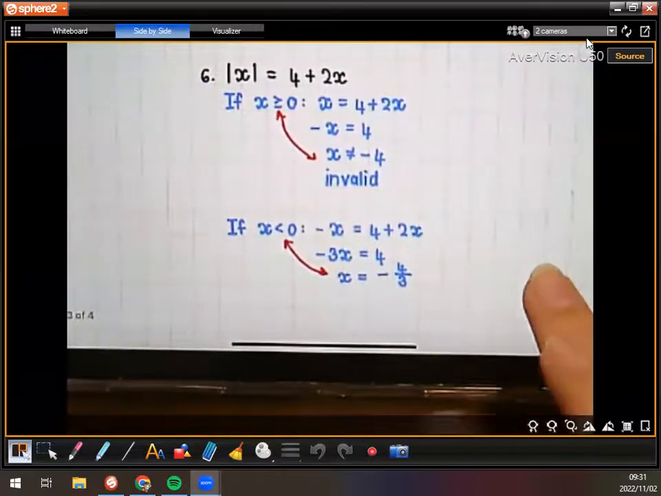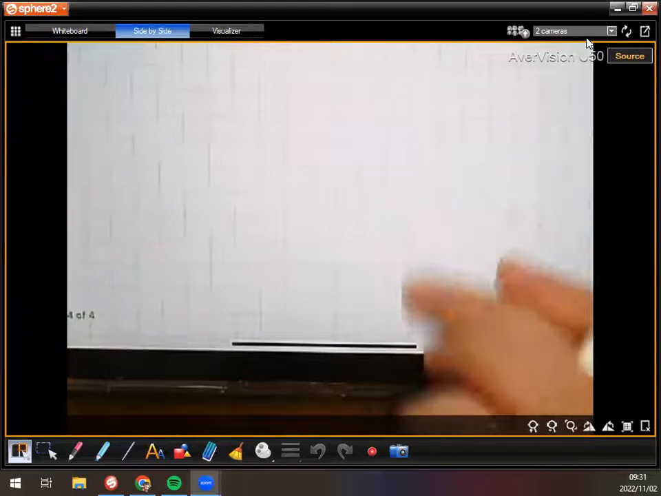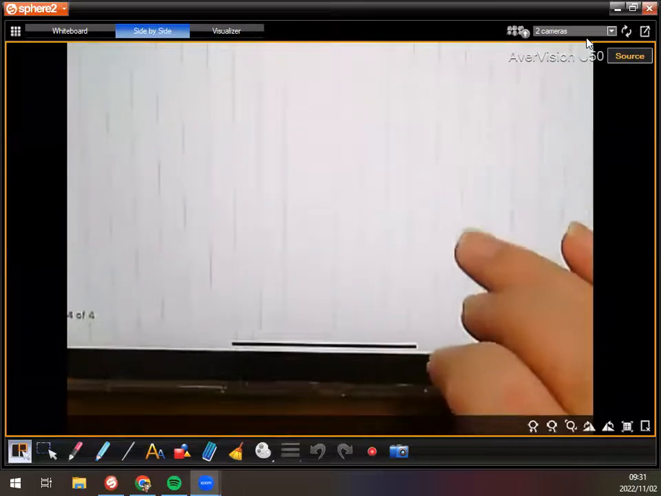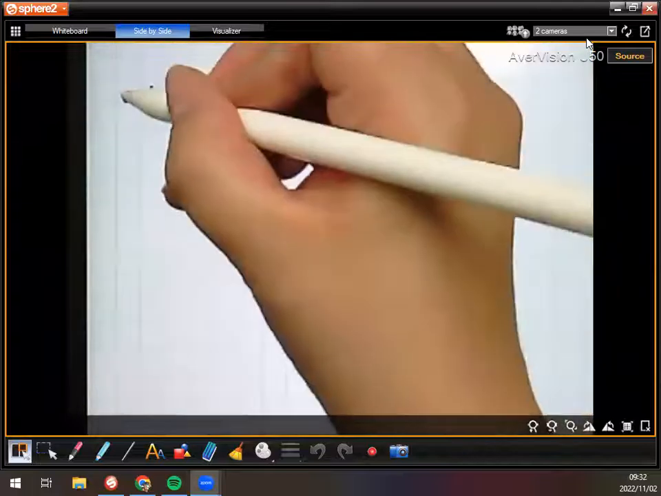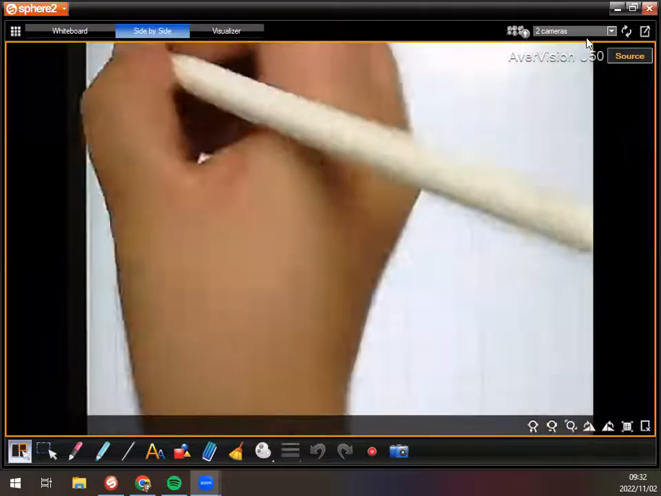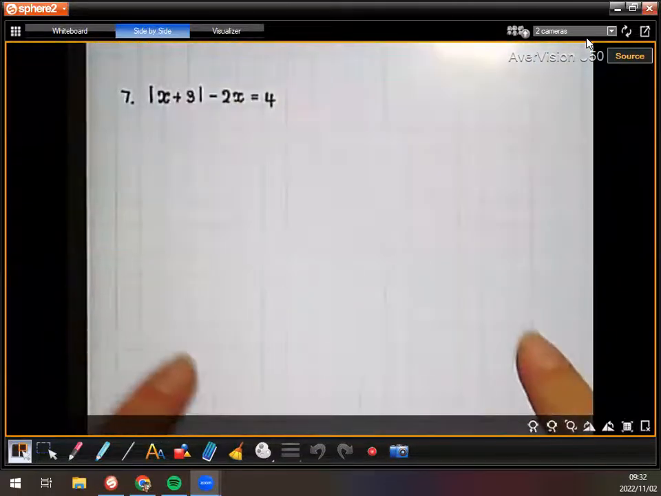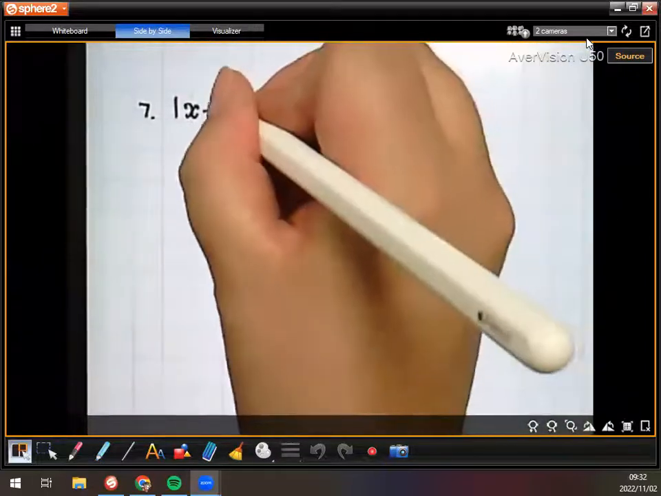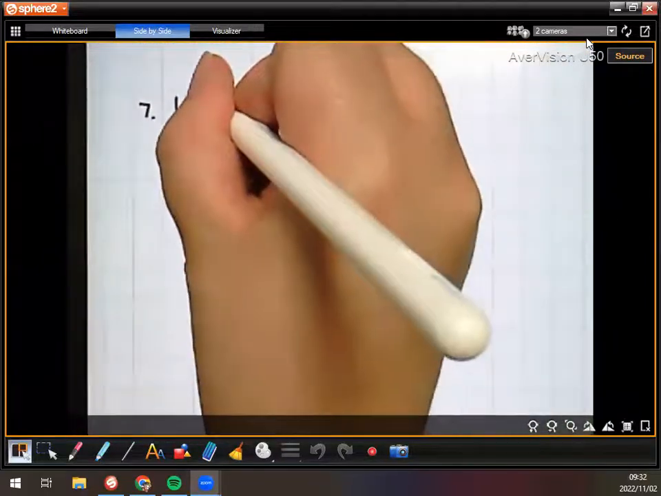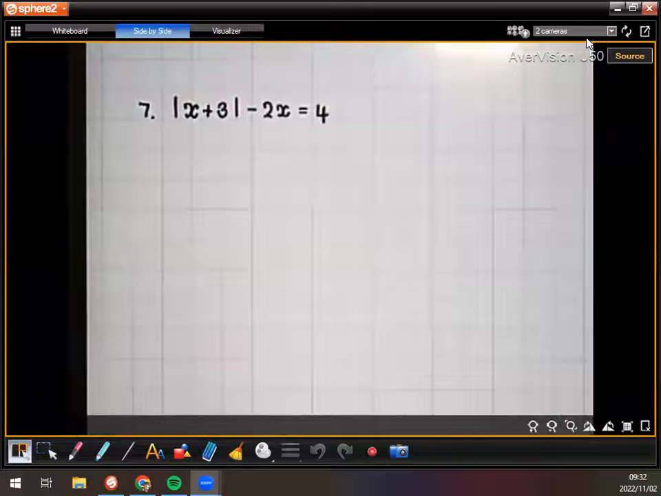We're now going to do one that is a little bit more complicated. So this will be number 7. I originally numbered it as 6, but we can just change that to 7. And that is a 3, guys. Sorry, that kind of looks a bit ambiguous. So now we're doing the absolute value of x plus 3 minus 2x.